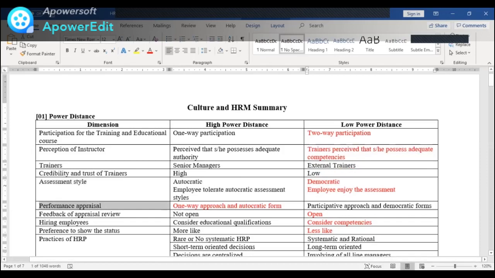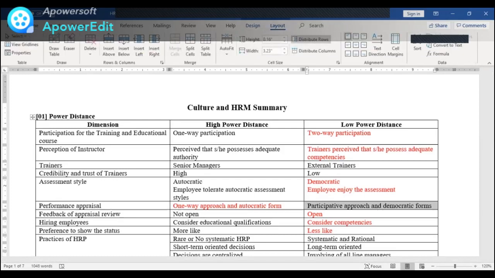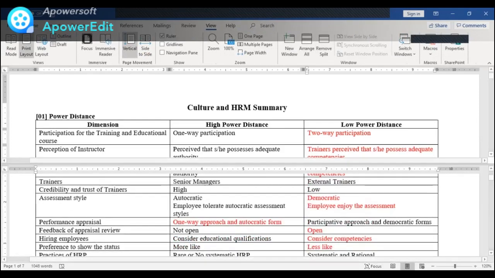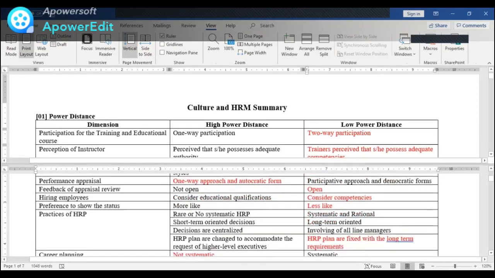Then performance appraisal. In high power distance culture, performance appraisal is a one-way approach and it is an autocratic form. However, in low power distance culture, performance appraisal is a participative approach and democratic form. Then feedback of performance appraisal review. The feedback is not open in high power distance culture. However, it is open in low power distance culture.